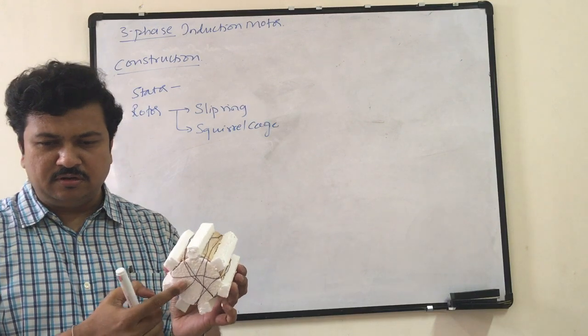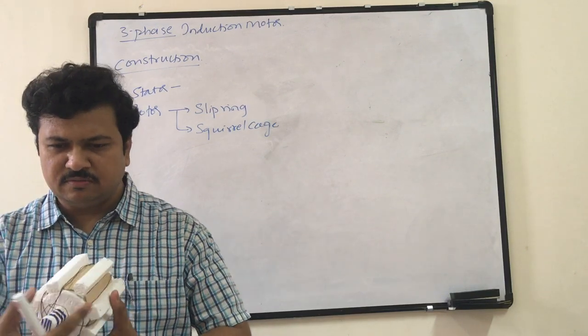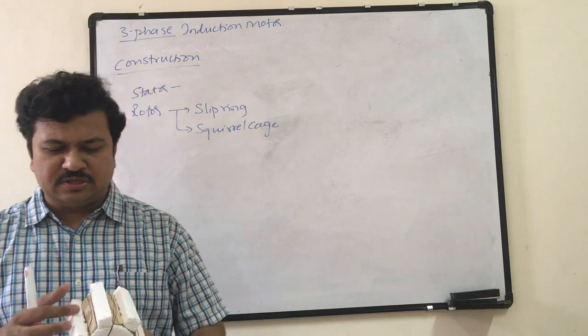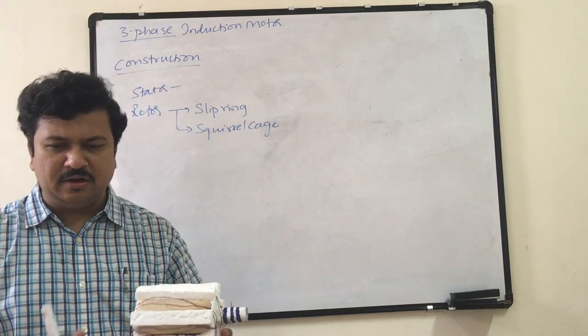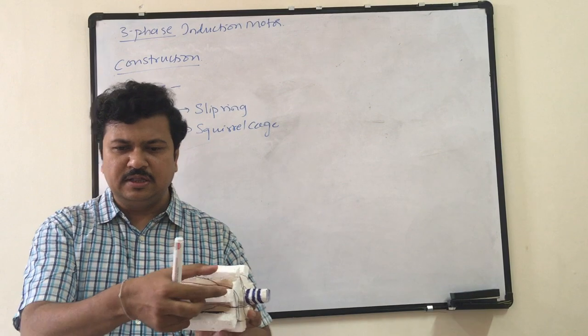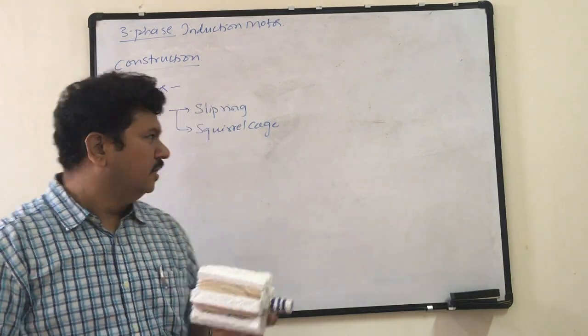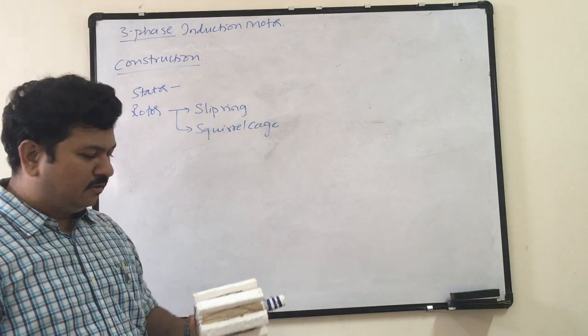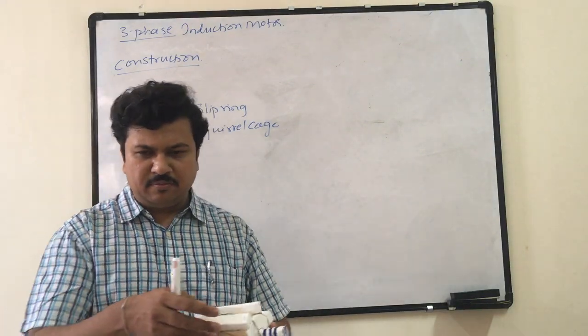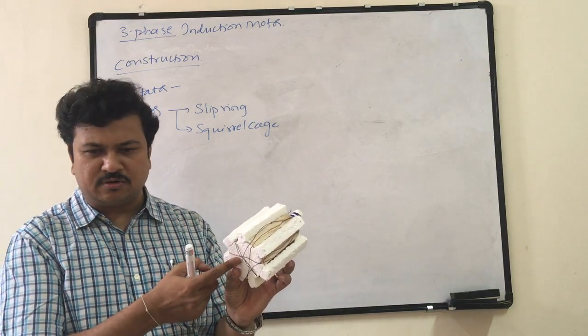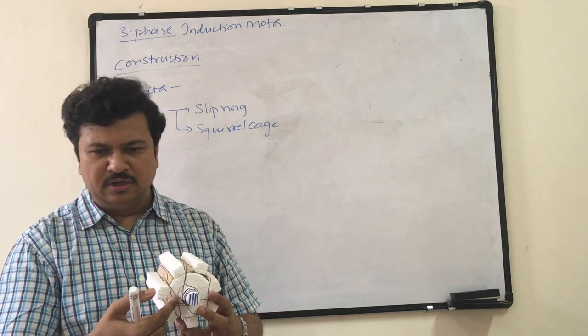In slip ring, we have a number of slots on the outer periphery of the rotor. So this is the rotor. You can see a number of slots punched here. They will not be parallel, actually I made it parallel. They will be slanted, skewed with respect to the shaft. The slip ring rotor has slots on the outer periphery of the rotor core.